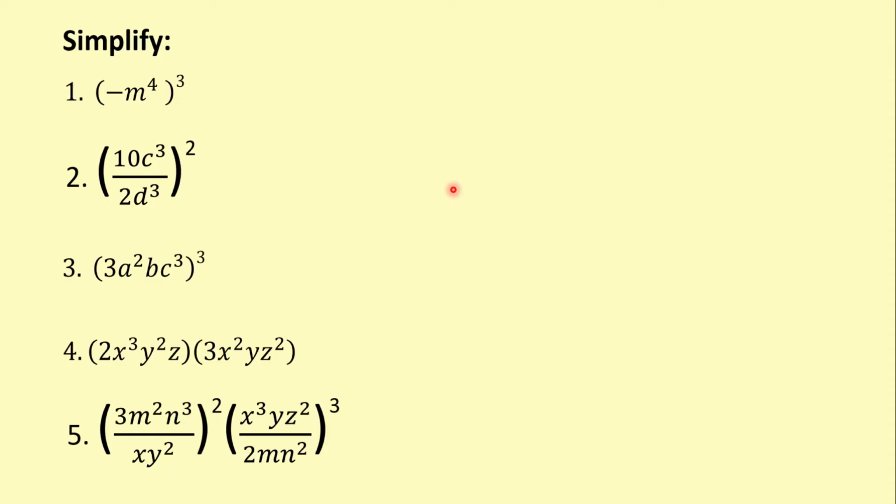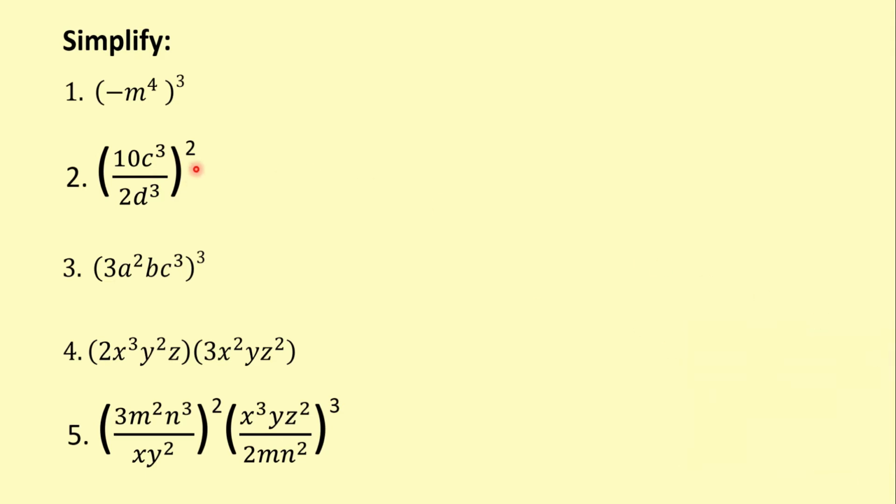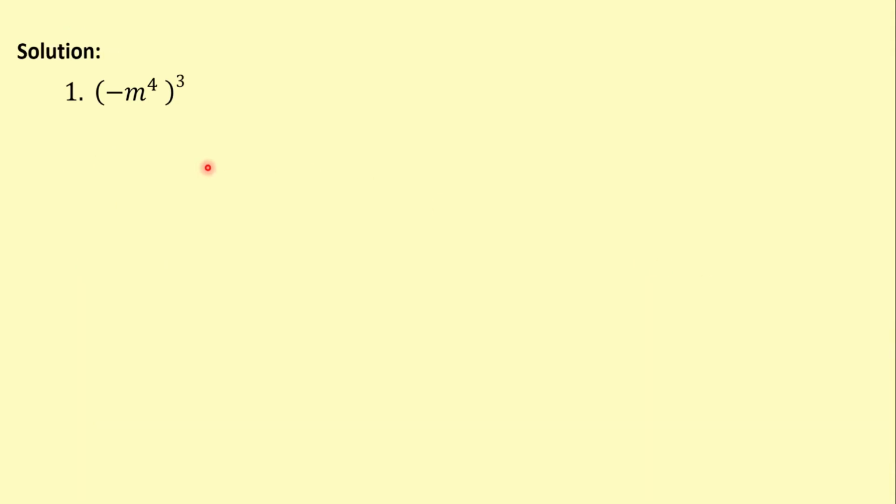So, meron tayo ditong 5 problems. Okay, susunod natin 'to isa-isa. So, for number 1, the quantity negative m to the 4 raised to the power of 3. So, pag ganito na negative siya, yung una natin gagawin is i-factor out muna natin yung negative 1 para maging positive lang siya. Then, apply na natin yung laws of exponent dito.